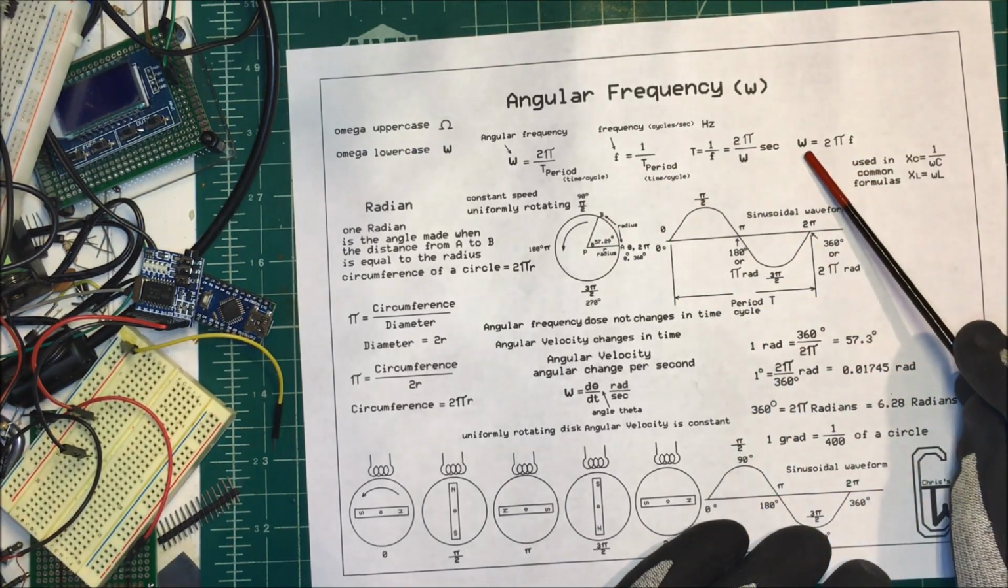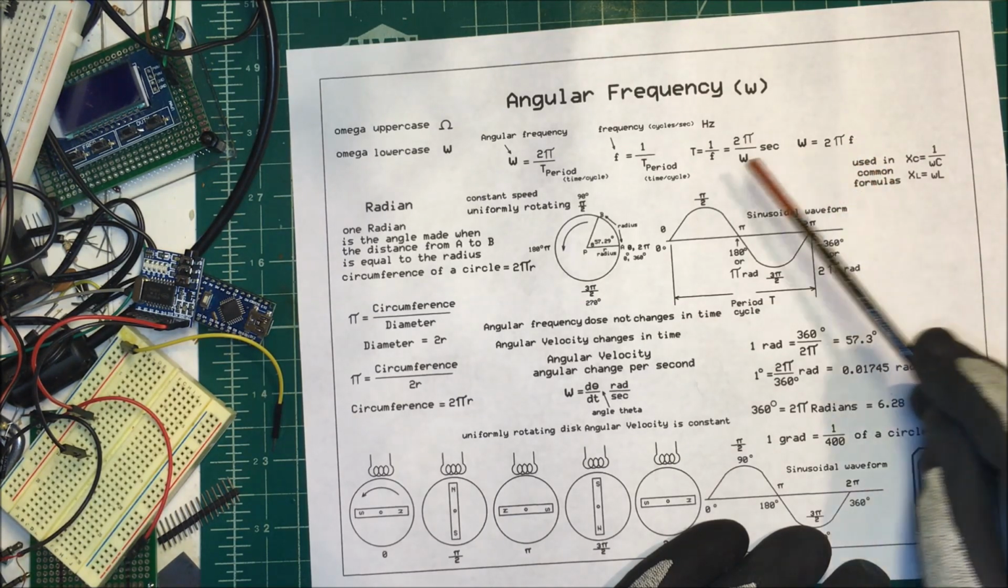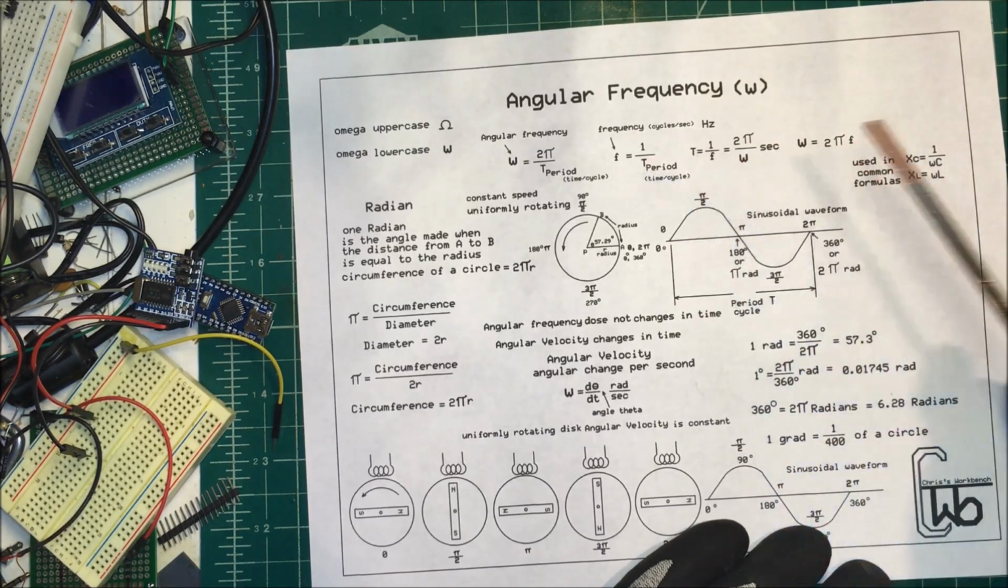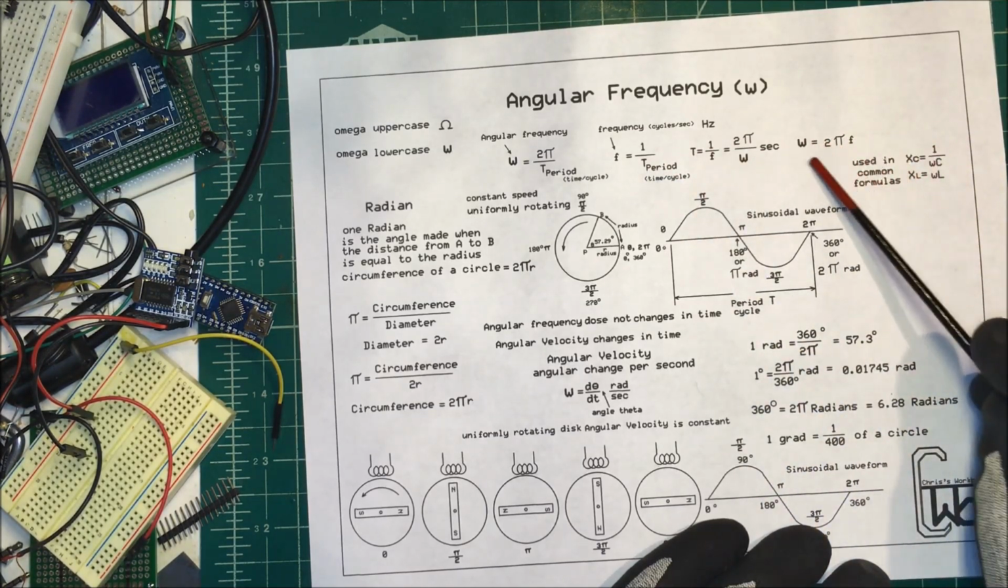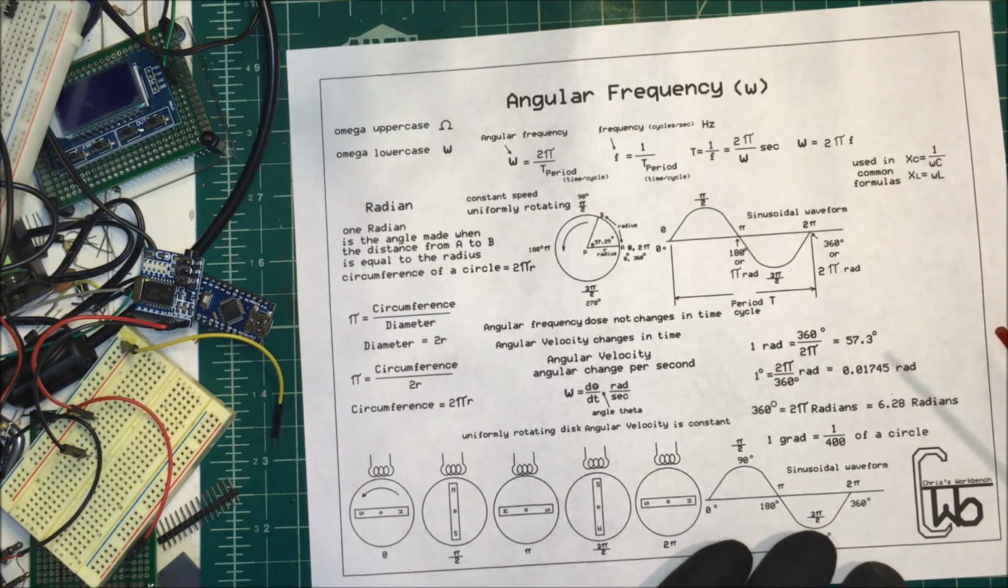And we usually rewrite omega as 2 pi times the frequency, because we usually know the frequency, we don't always know the time. Now, we use that in some common formulas like the capacitive reactance. We have 1 over omega c, and inductive reactance is omega times the inductance L. So instead of writing 2 pi f times c, we can just write it this way. And this is where most commonly you're going to see this omega symbol here.